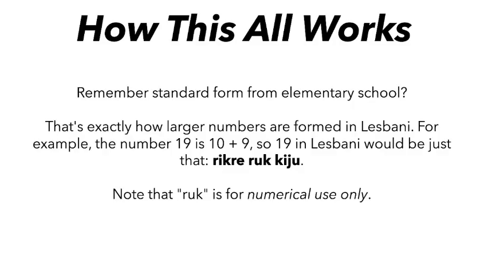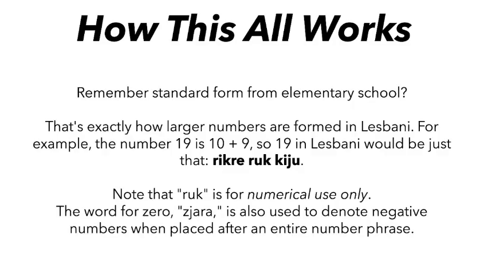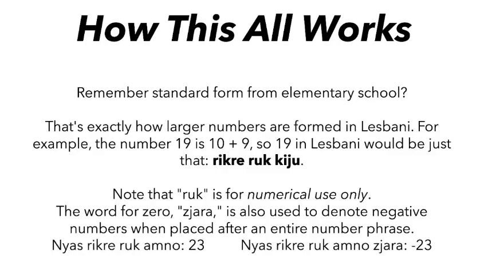Something else you can do with the word for 0, which is ziara. You can place that after an entire number to make it negative. Those are different. Here's the example. You can see how we do like 20 and 30 and all that. Nyas rikre amno is 23, and nyas rikre amno ziara is negative 23.